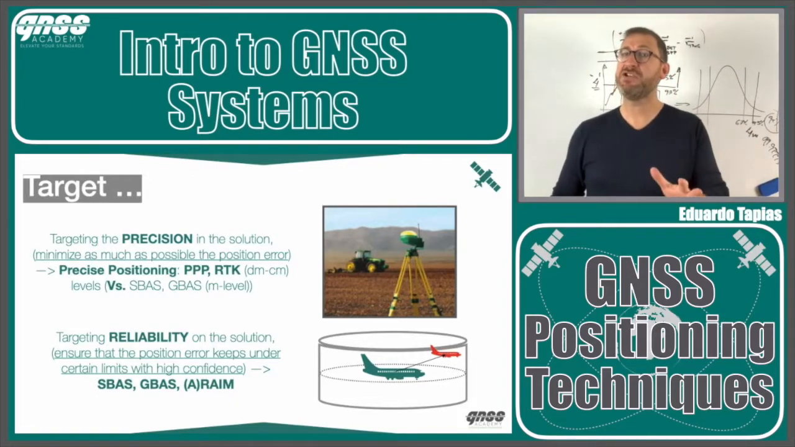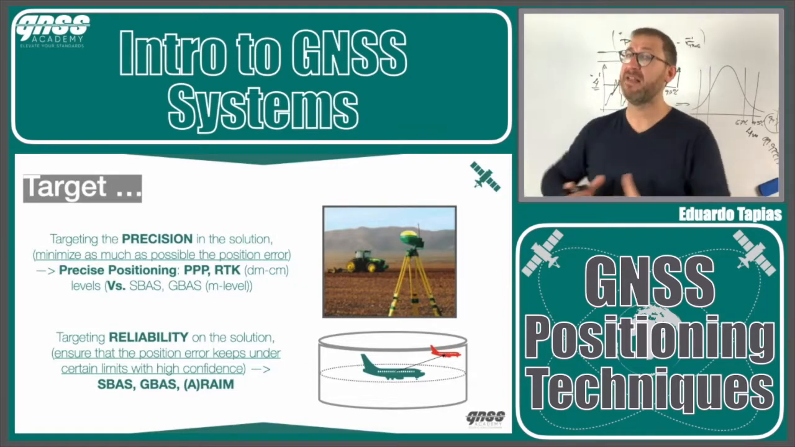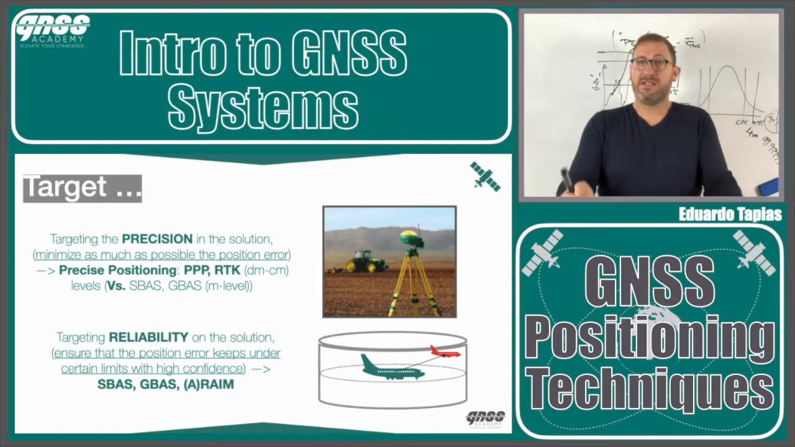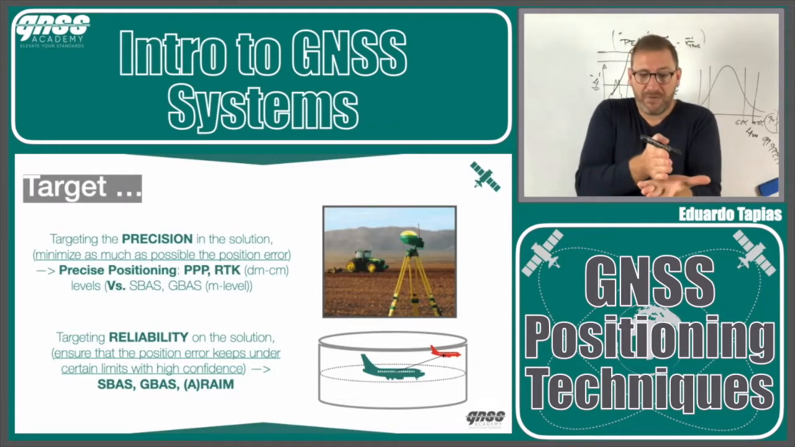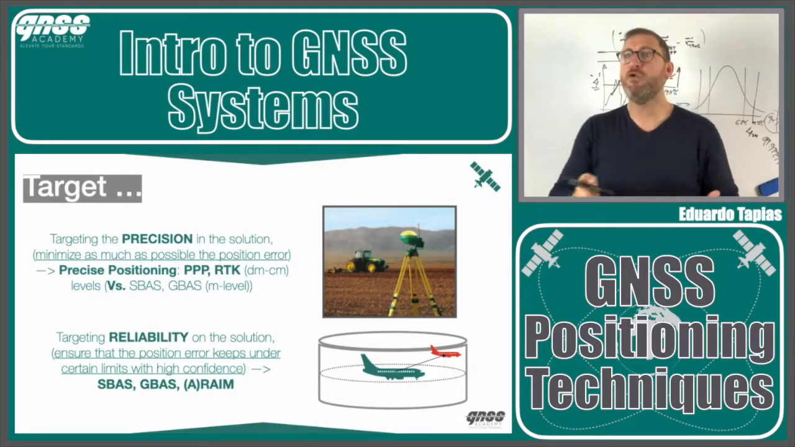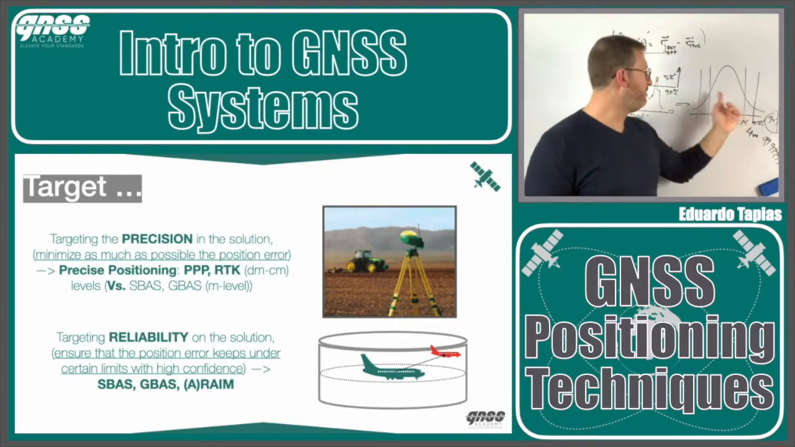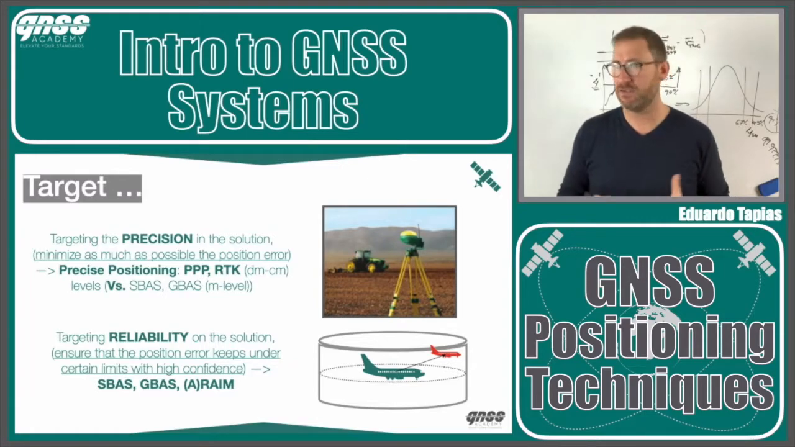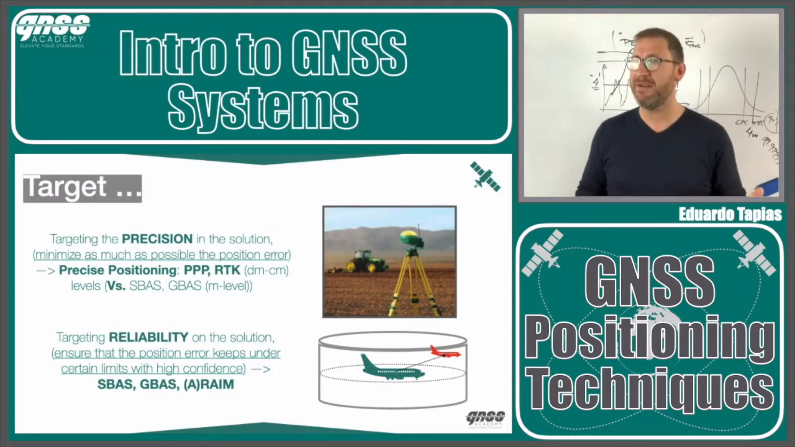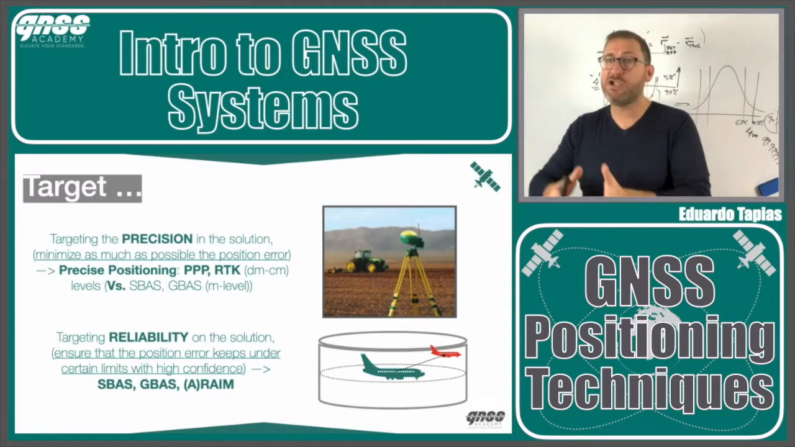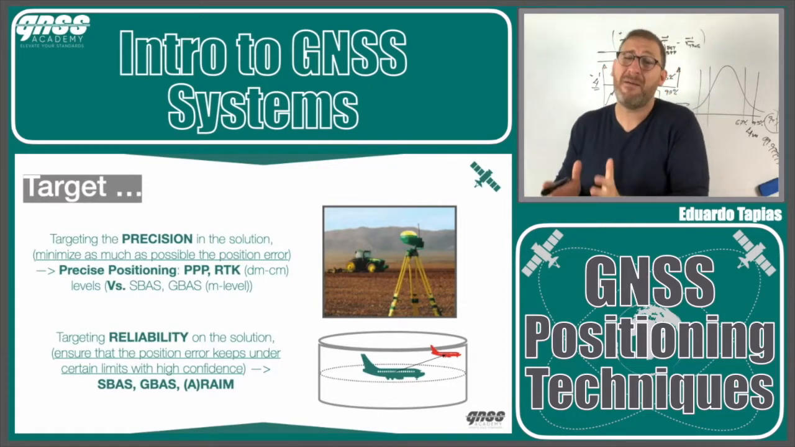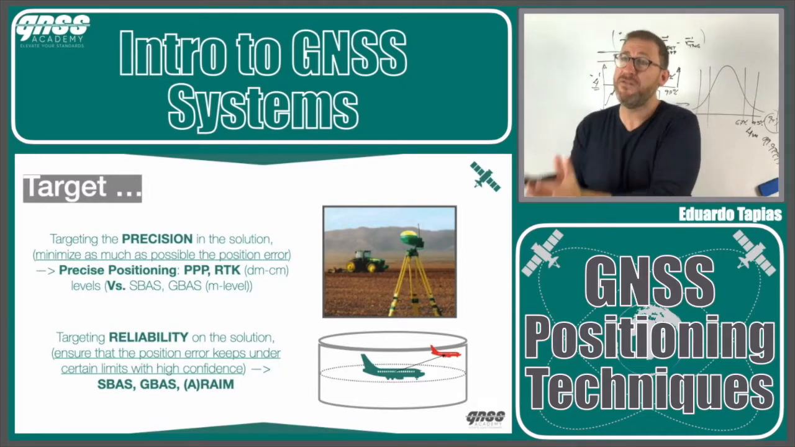There are some applications that don't care about reliability or integrity, but they care about precision. For example, a farmer in the tractor says, okay, I want a precision of centimeter level. If you get it wrong 5% of the time, by a few meters, well, I will not crash, I will not die. It's not a problem. Then I don't need reliability. But aviation or safety critical applications don't care about centimeter level precision, but they care about integrity, confidence, reliability.